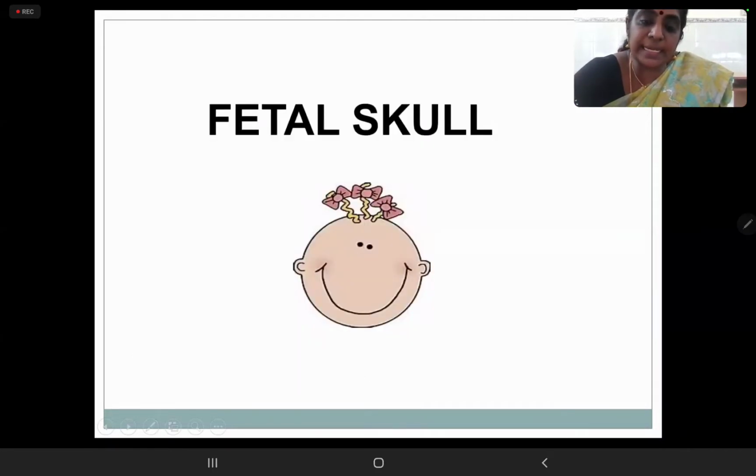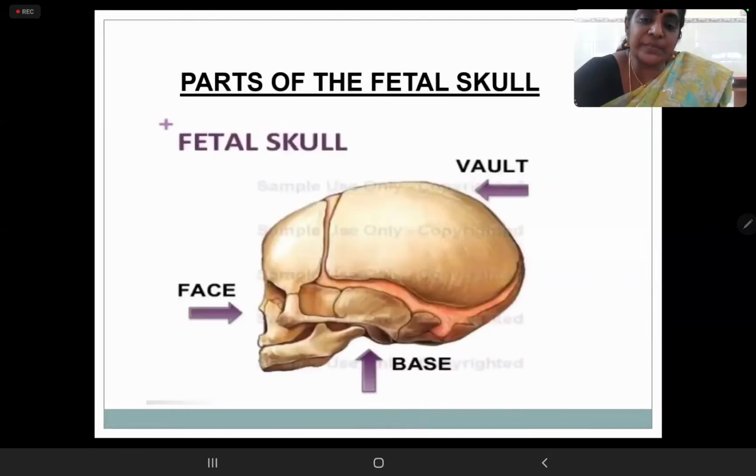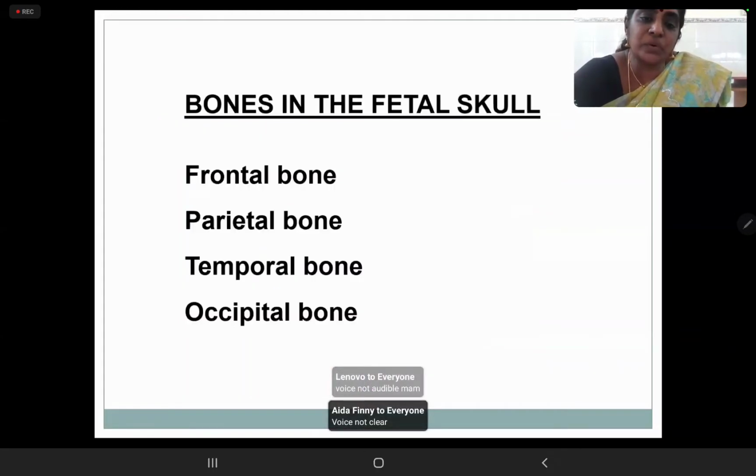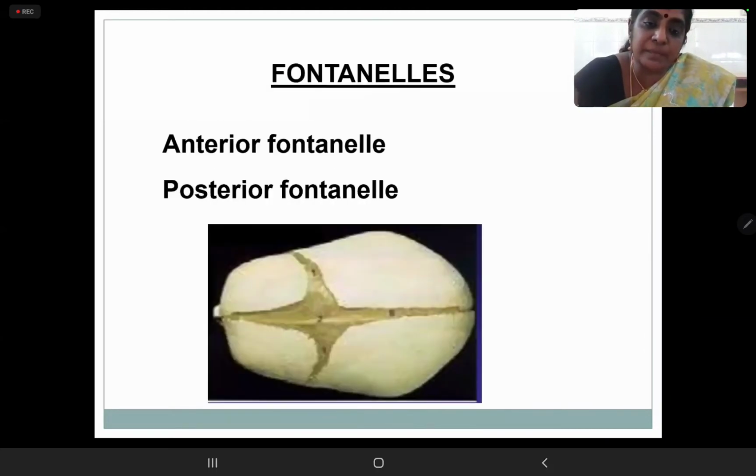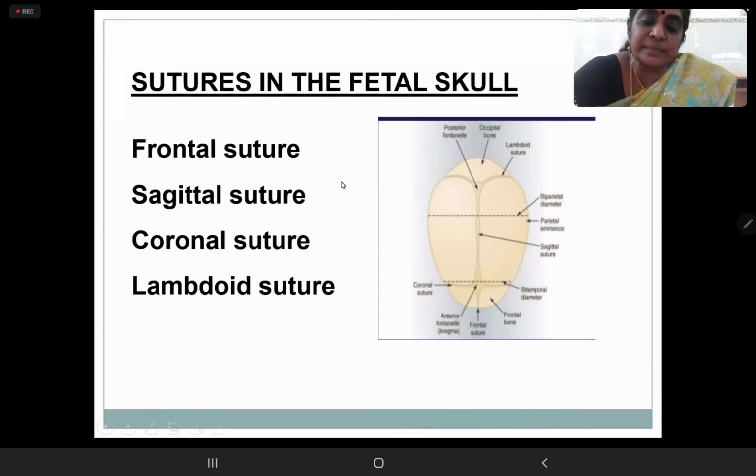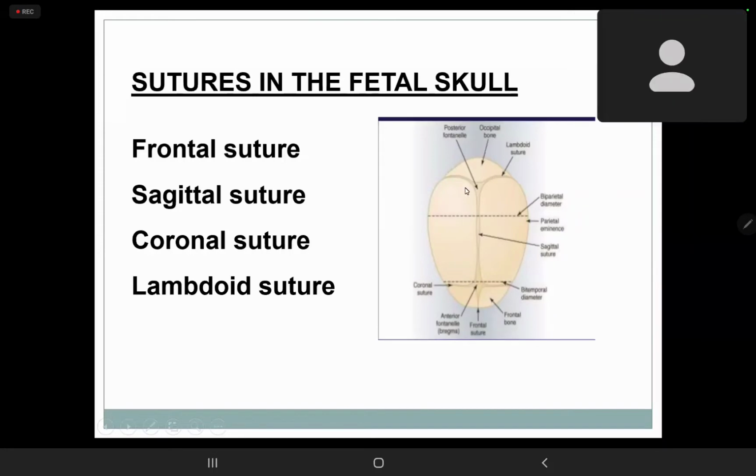So coming to fetal skull. You have 3 parts of the fetal skull: the face, vault, and the base. Then the bones are the frontal bone, parietal, temporal, and the occipital bone. Fontanelles, anterior and posterior fontanelles. In sutures, frontal sutures. Sorry, ma'am.